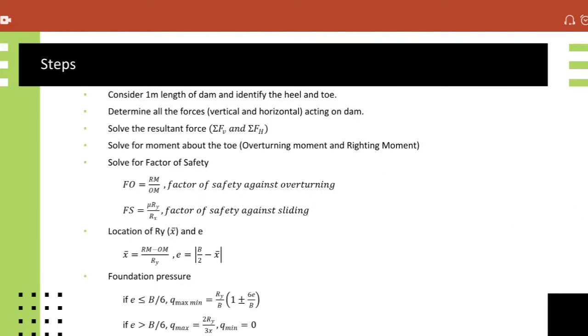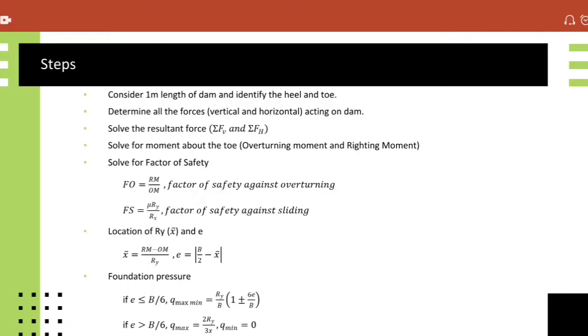And then, next is determine all the forces, vertical and horizontal acting on the dam. Solve the resultant forces, summation of forces vertical and summation of forces horizontal. Itong mga to, babasahin ko lang, i-explain ko rin habang nagsosolve tayo ng isang problem. Isang problem lang tayo dito sa dams, pero step by step ko siyang ituturo at lahat ng kailangan nyong alamin is i-solve natin sa mismong problem na yun.